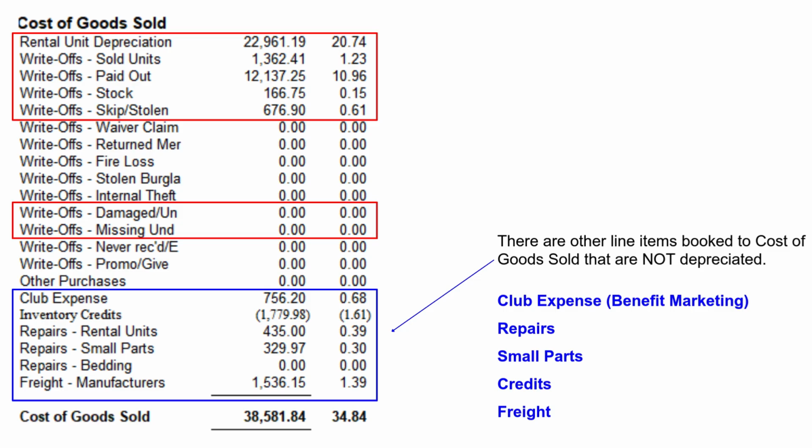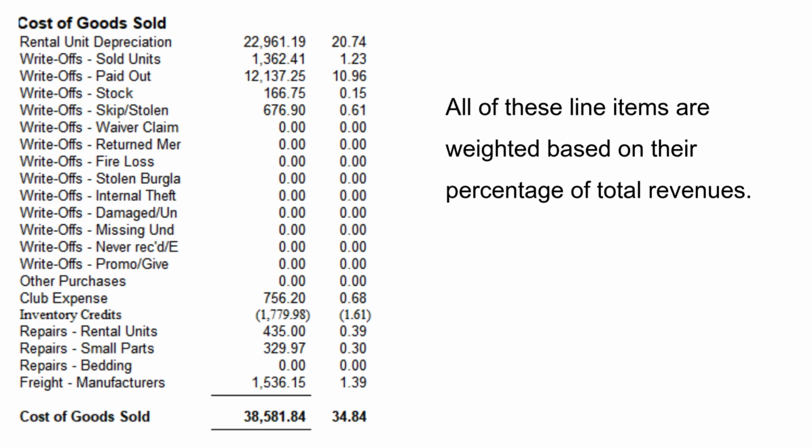Vendor credits, which could include any items that are credited for being damaged on arrival to our store or any other reason that a product vendor could give us a credit. And finally, freight. It's the amount of the invoice that we paid for the product to be delivered to our store. All of these line items are weighted based on their percentage of total revenues.